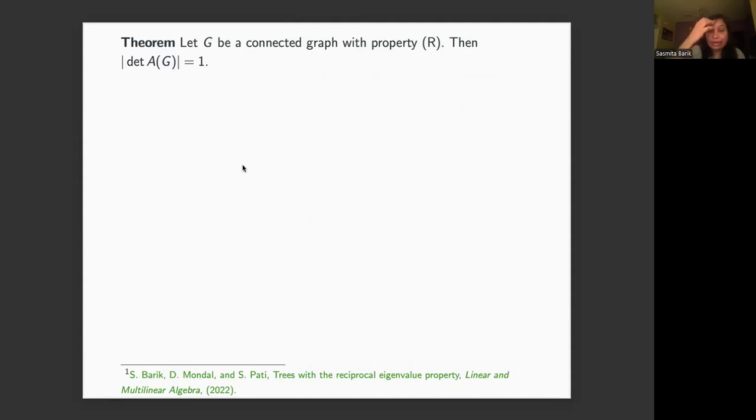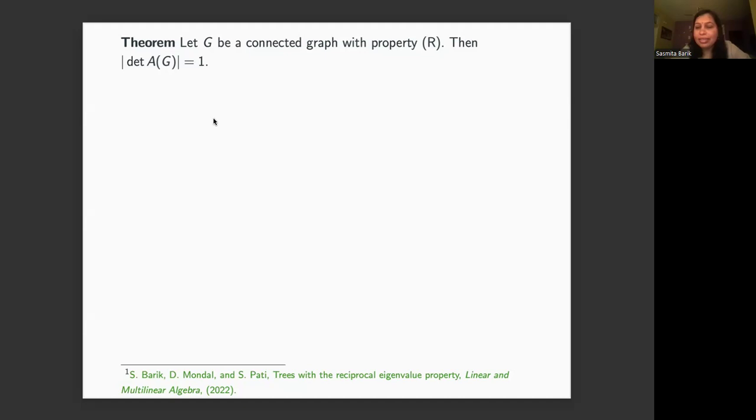Using the direct product, we could prove a stronger result: if a graph satisfies property R, then the determinant will be +1 or -1. In the case of property SR, the multiplicity of lambda and 1 by lambda was the same, so the product came as +1 or -1. But here, even if the multiplicities differ, when you multiply all the eigenvalues, that will give you +1 or -1. So if a graph satisfies property R, then the determinant must be +1 or -1. And this has been proved nicely using this proof.